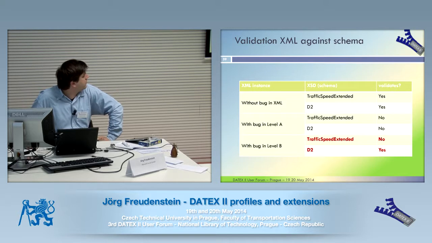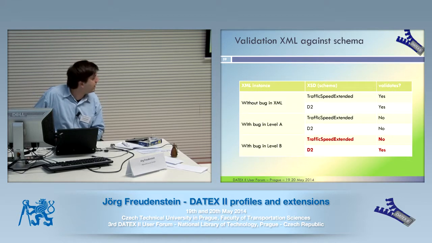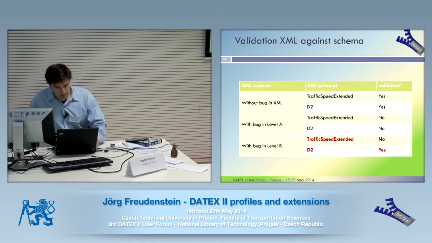When you make a bug in the level A model, that means when you write a wrong name somewhere, of course, both will not validate. The validation against the extended schema and the validation against the original level A model schema will not validate because there is a bug. But when you make your bug in the level B, the extended schema will not validate, but the level A model will validate because for the level A model, it doesn't matter. We can show this.